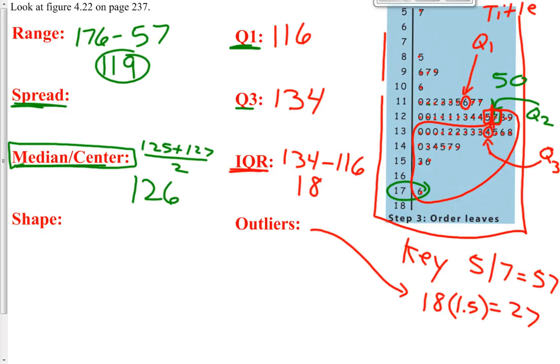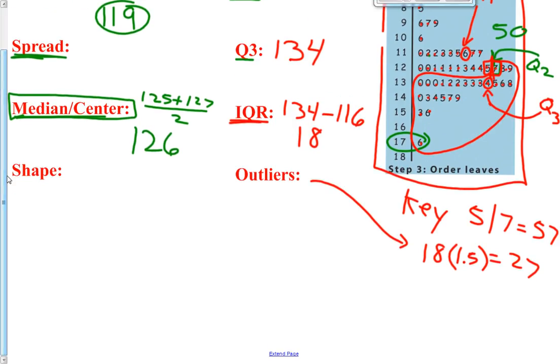So any numbers that are 27 greater than Q3. Q3 is 134, so if we add 27, 134 plus 27 is 161. If there are any data entries bigger than 161, bam, that is an outlier. It's more than 1.5 interquartile ranges above Q3. Do we have any entries in our data set greater than 161? Yes, we do. 176, you are greater than 161. 176, you are an outlier because you're more than 1.5 interquartile ranges above Q3.